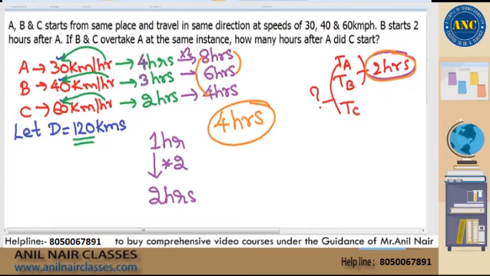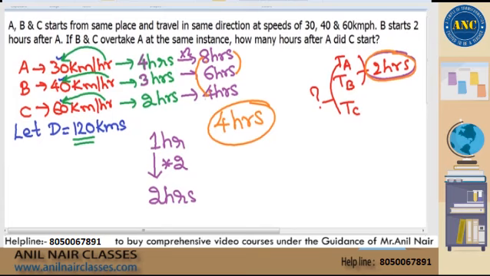The speeds are in harmonic progression, so time should be in arithmetic progression. That is the first method we implemented. The second method we implemented is the same method we discussed in our previous class. That means distance is constant. From there also you can get the answer. Whichever method you are comfortable with, please use that method.